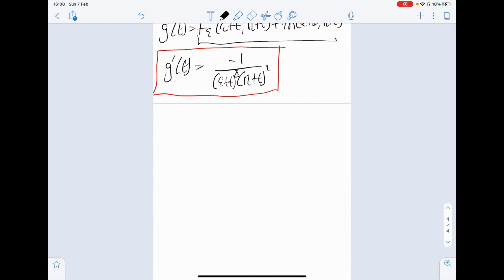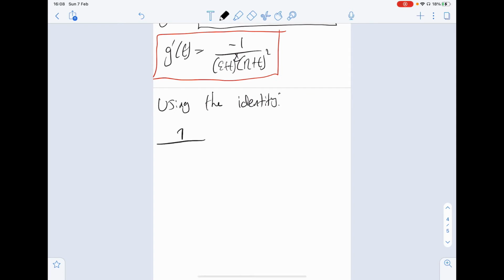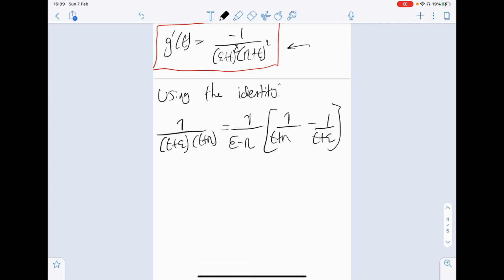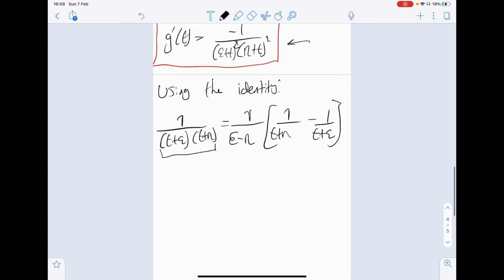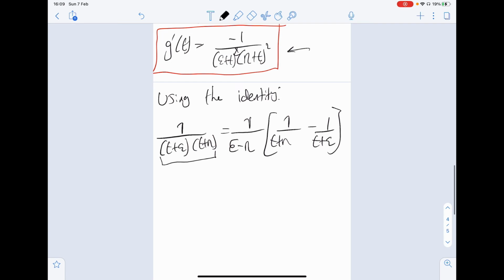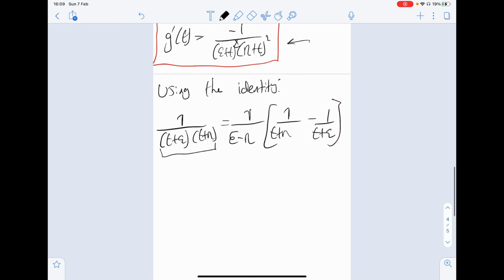Now, using the identity that 1 over (t plus epsilon)(t plus eta) equals 1 over (epsilon minus eta) times (1 over (t plus eta) minus 1 over (t plus epsilon)). Now, this is the case for t plus epsilon, t plus eta. So we need to improve this for the derivative, or for the case of a squared at the bottom.